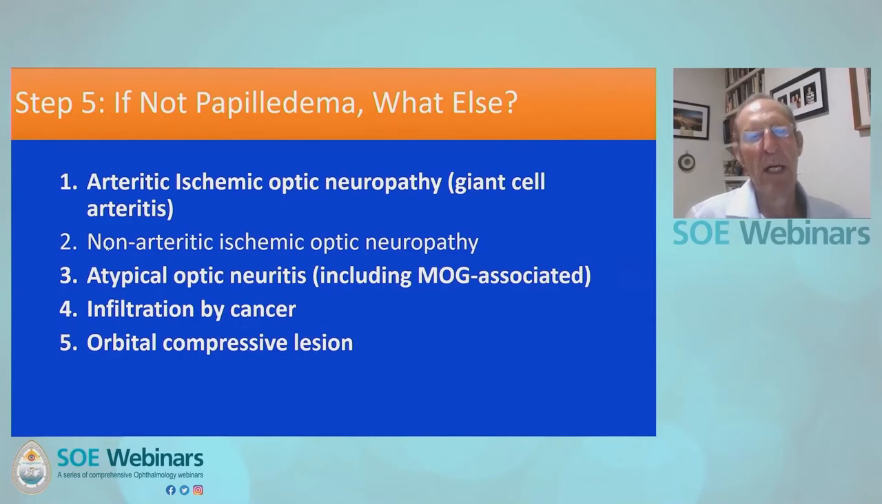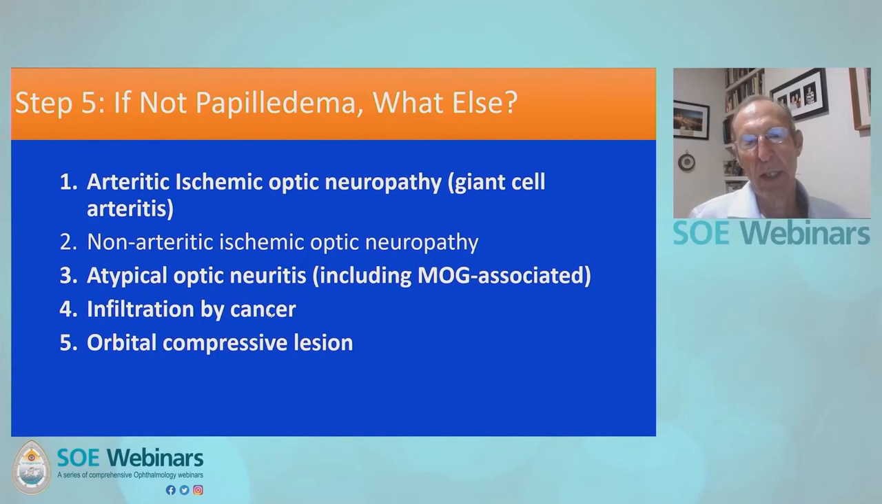Non-arteritic ischemic optic neuropathy is a common cause of unilateral or bilateral optic disc elevation. That diagnosis is not urgent, but certainly the distinction between number one and number two is one that you have to make. We are thinking more and more these days about atypical optic neuritis with the discovery of MOG and NMO, and occasionally you can see quite a deal of optic disc elevation in these conditions. And the thinking nowadays is that early treatment may be important.